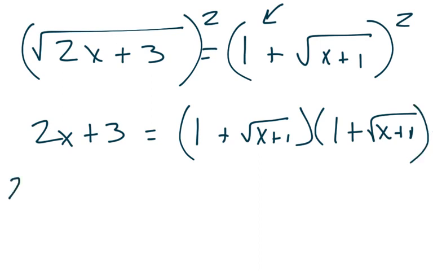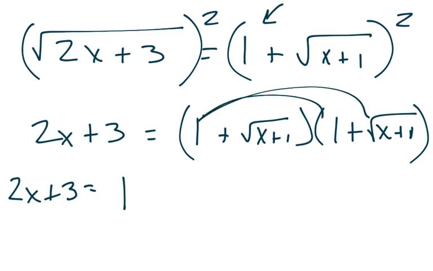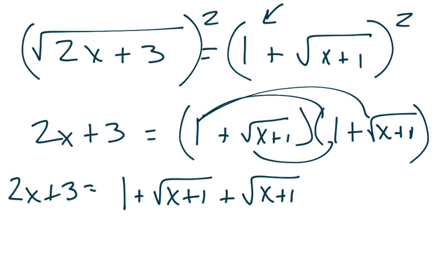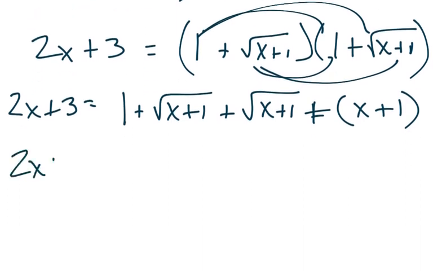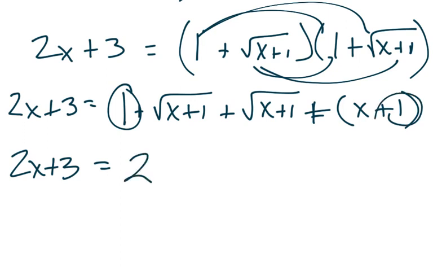All right? And so now I've got to do the FOIL method. 1 times 1 is 1. 1 times radical, that just gives me the radical x plus 1. That gives me another radical x plus 1. And then when you take radical x plus 1 times radical x plus 1, you get x plus 1. Okay? So, let's see, we can combine some things here. There's a 1 and a 1, so that becomes a 2. All right? And actually, I'm going to rewrite. I'm going to wait and put that at the end. I'm going to put the x first.